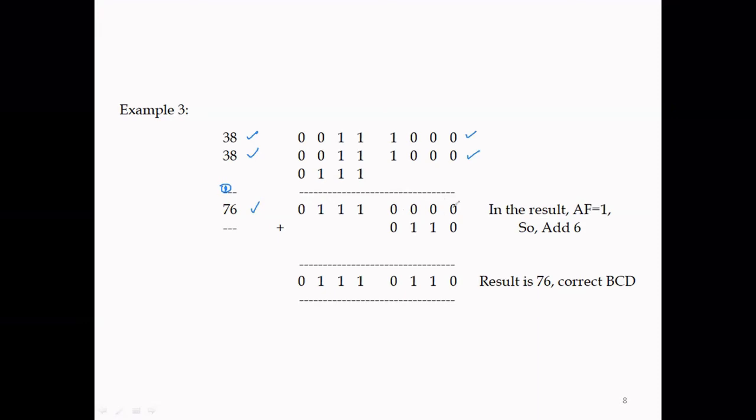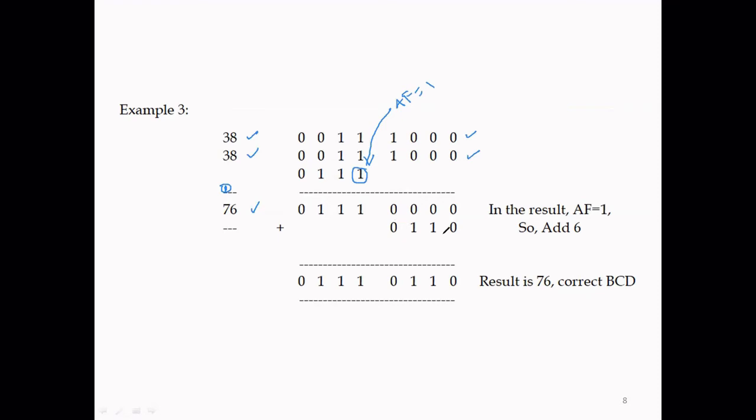Okay. 0 is less than 9 and 7 is less than 9. Okay, no problem. No need to add in that case. But if you observe 8 plus 8, 16, that is 1 0. There is an auxiliary carry. This is nothing but AF. Auxiliary carry flag is set.